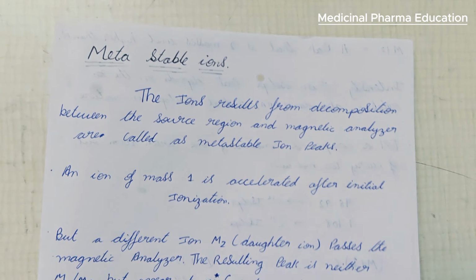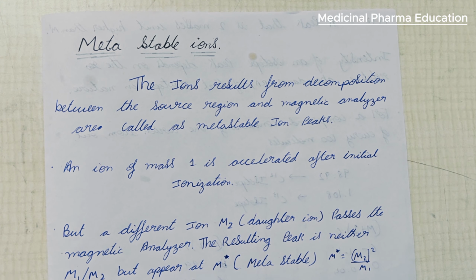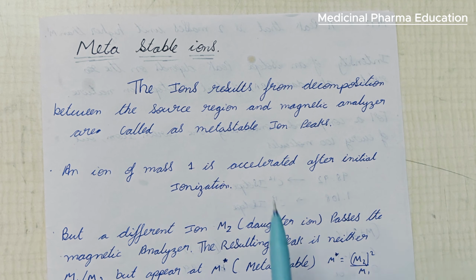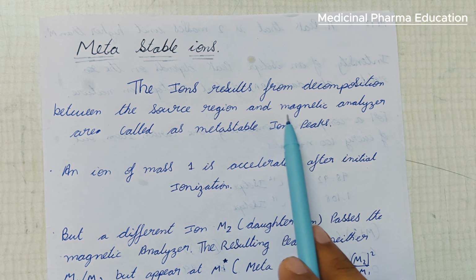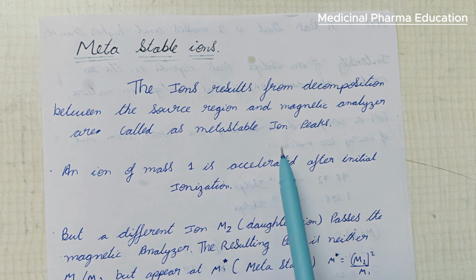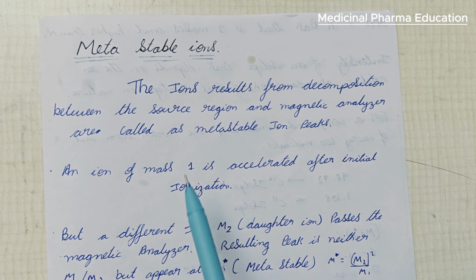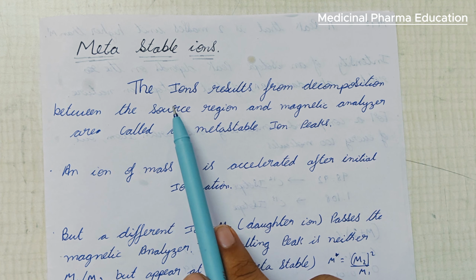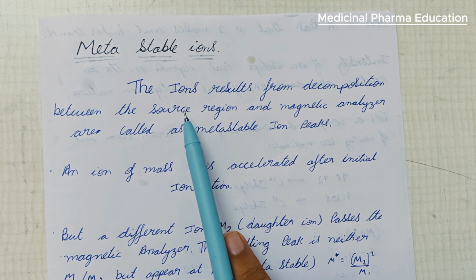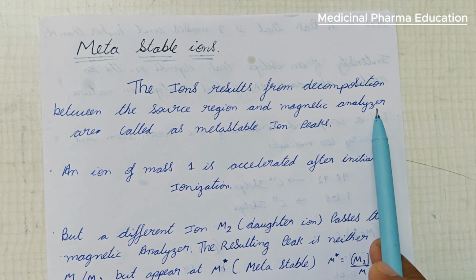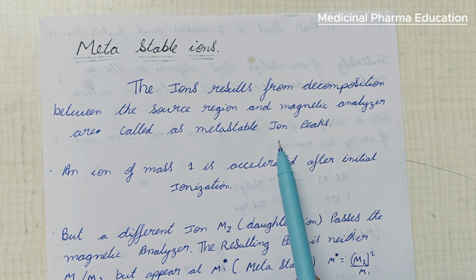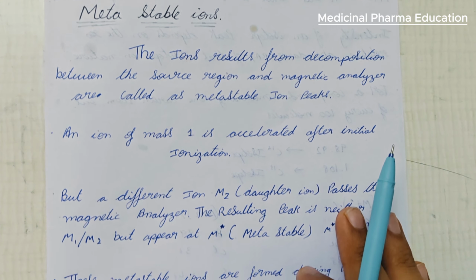Next, we will understand metastable ions. What are metastable ions? Ions resulting from decomposition between the source region and magnetic analyzer are called metastable ion peaks. See here, the decomposition or the breakdown between the ion source and the magnetic analyzer is called metastable peaks or metastable ions.